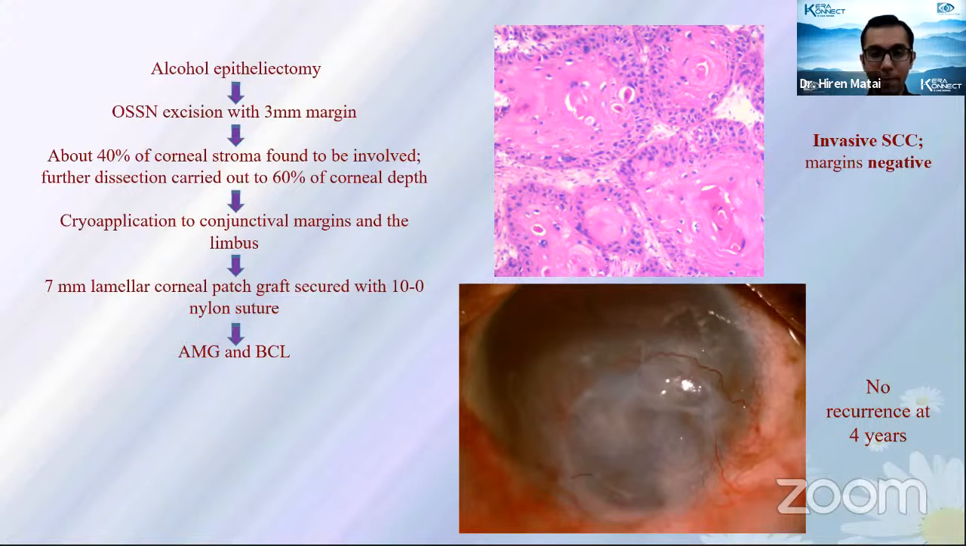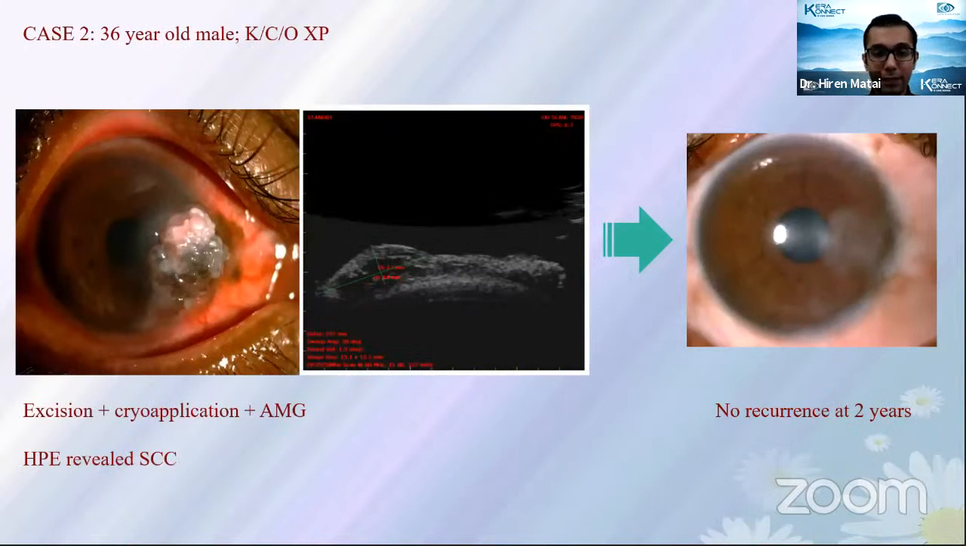Histopathology revealed invasive squamous cell carcinoma. And as seen in the picture, there was no recurrence at 4 years of follow-up, although the graft had failed. Next slide, please. So the next case was a more superficial case.